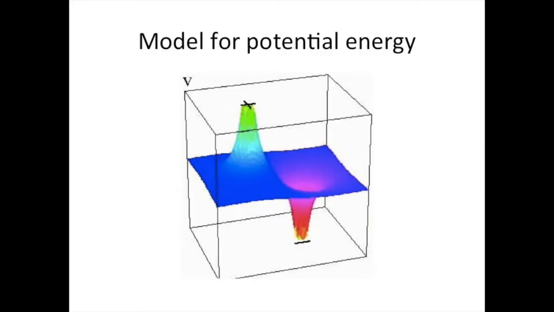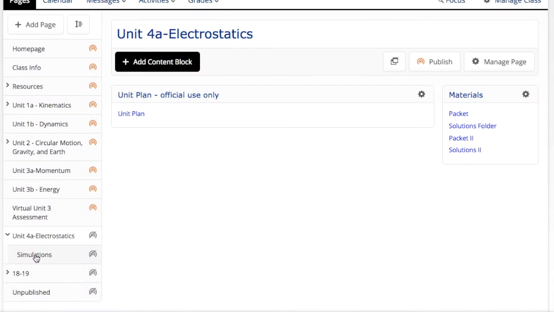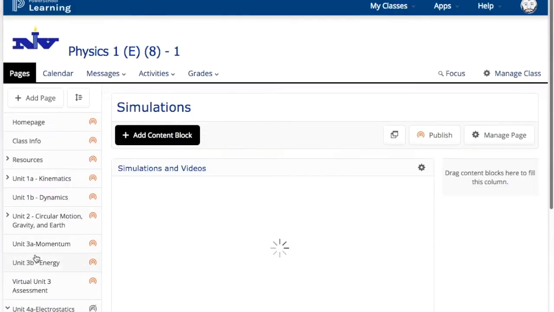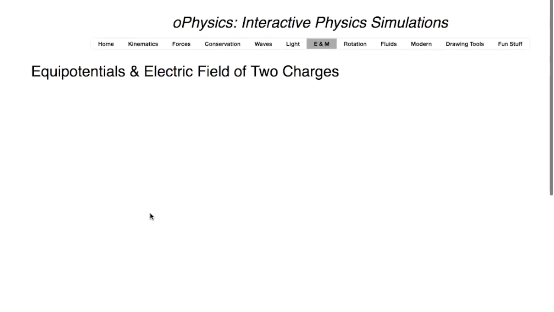Electric fields are different though. In electric fields, you can imagine that a positively charged object is a mountain, and a negatively charged object is a hole. I want to show you one of the simulations. You see under the Unit 4A page, under simulations, there are these links.